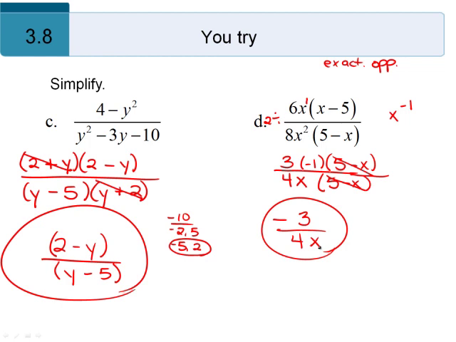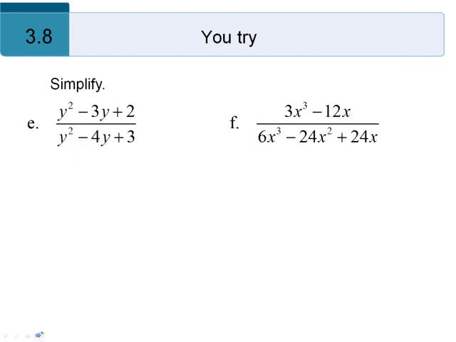So when people say they can't do rational expressions, it's really not rational expressions they can't do, it's still the factoring that's giving them problems. So make sure you practice on that.